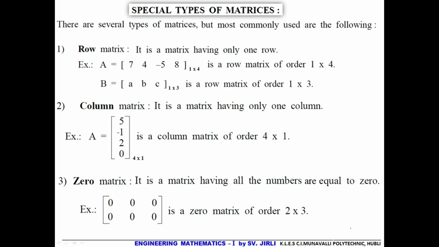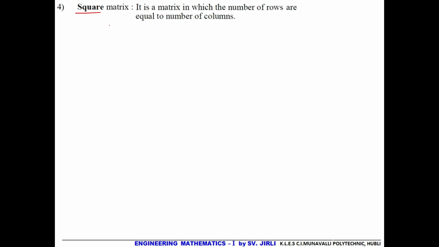Let's move to the next. Square matrix. It is a matrix in which the number of rows is equal to the number of columns. For example, we see 3 rows, 3 columns. Therefore, it is called a square matrix of order 3, or also 3 cross 3.